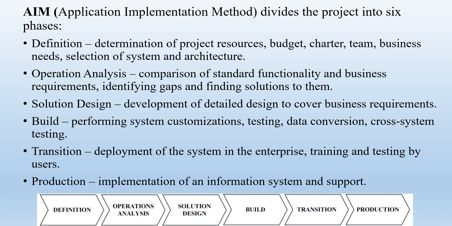AIM divides the projects into six phases: definition, determination of project resources, budget, data, team, business needs, selection of system and architecture; operation analysis, comparison of standard functionality and business requirements, identifying gaps and finding solutions to them; solution design, development of detailed design to cover business requirements; build, performance, system customization, testing, data conversion, cross-system testing; transition, deployment of the system in the enterprise, training and testing by the users; production, implementation of an information system, and support.